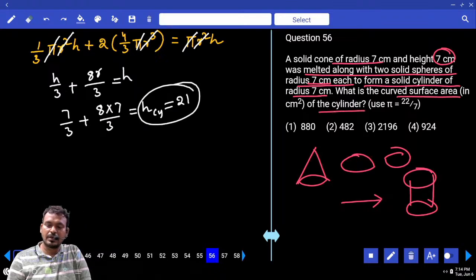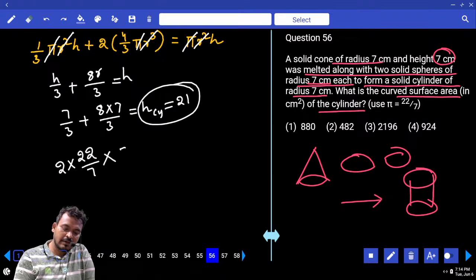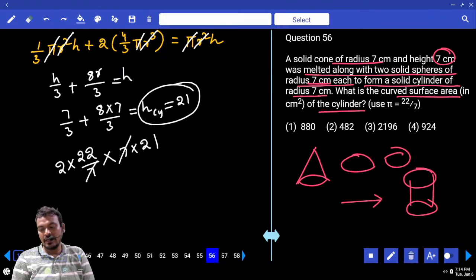What is the question here? Curved surface area of the cylinder. What is the formula? 2 pi r h. 2 into 22 by 7 into r. What is the r value? 7 into 21. 7 and 7 cancel, or not? It ends with 4, or not? Which option?